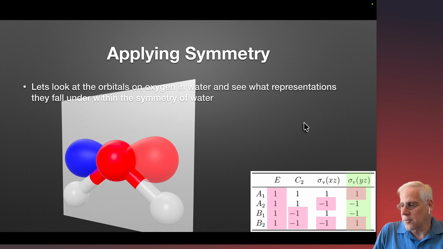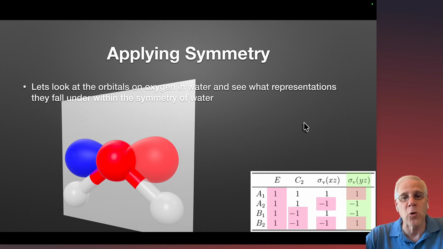And so notice now that for B2, I have a 1 for the E, -1 for the C2, -1 for the sigma V, and a -1 for the sigma V prime. All those operations apply to that py orbital, so I know my py orbital has a B2 symmetry within the C2V character table.